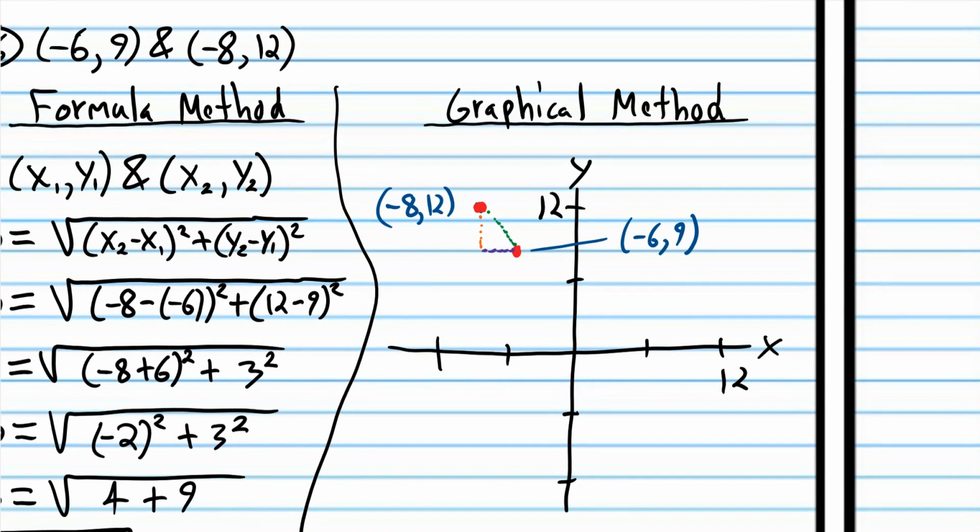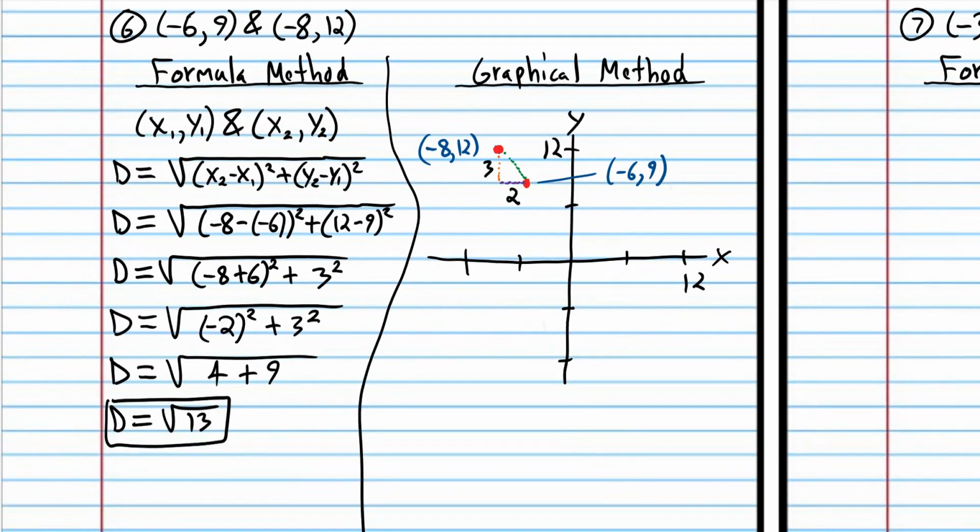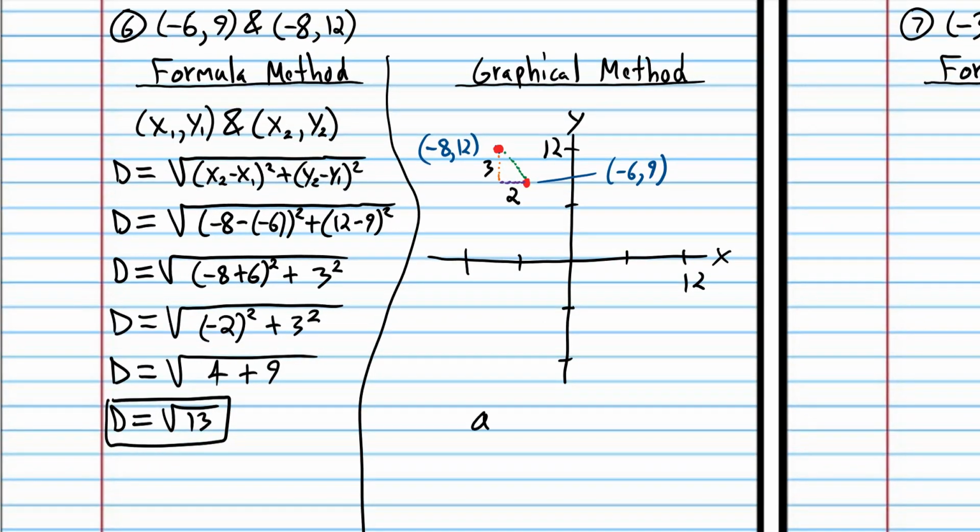subtract the x values. -8 minus -6 is -2. So I'm just going to change it to +2. And 12 minus 9 is 3. So now we have a right triangle. Legs are 2 and 3, so we're going to use the Pythagorean theorem, which we learned in a previous class.